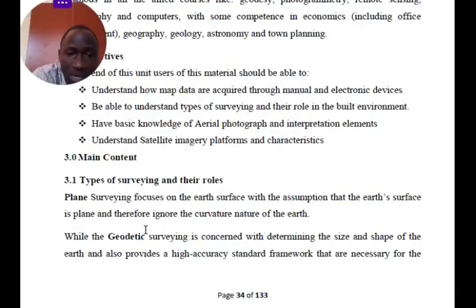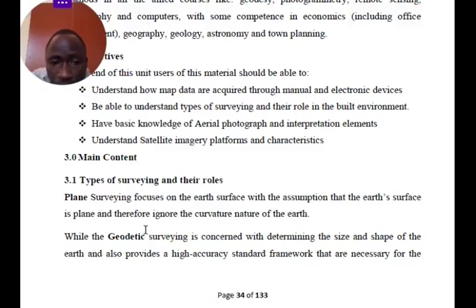Now, when you look at some of the types of surveying, we have what we call plane surveying. This one mainly focuses on the Earth's surface, with the assumption that the Earth's surface is a plane, therefore ignoring the curvature of the Earth. It deals with information that appears on the Earth's surface. That's what we call the plane surveying focus.